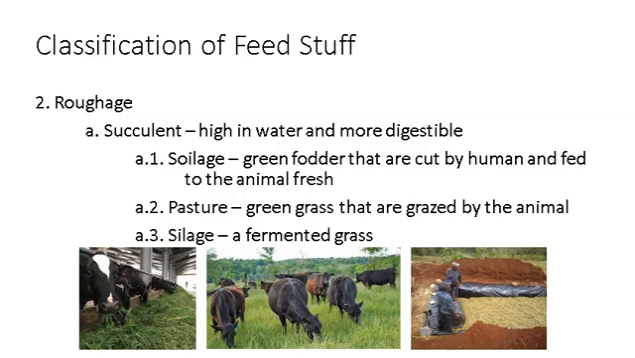Example number 1, soilage. So, by definition, it is a green fodder that is cut by humans and fed to the animal fresh. So, yan yung ginagamit ngayon sa cut and carry method. What they do, they cut the grass, carry the grass, and feed it to the animal. That is a good practice if land area is limited.